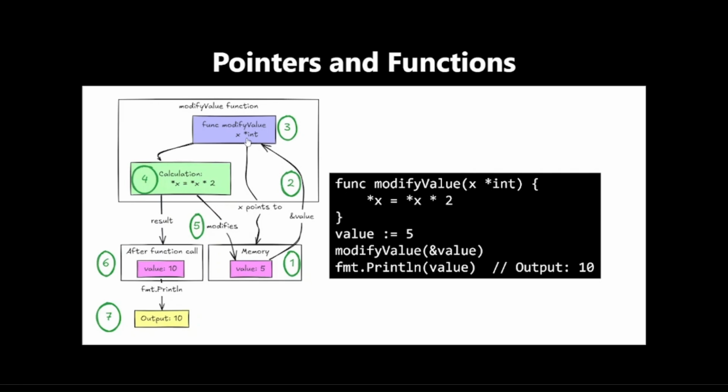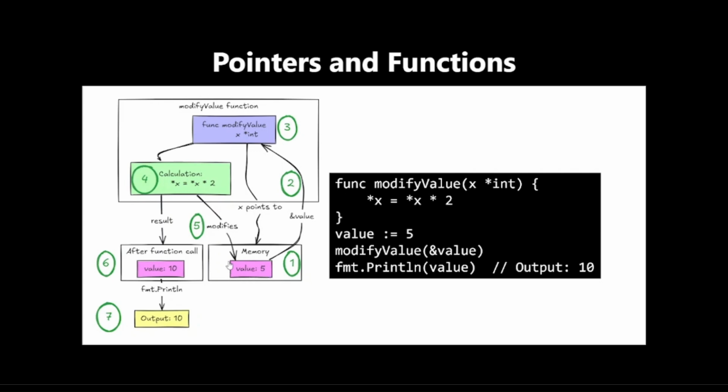Inside the function, we perform our calculation: *x = *x * 2. The asterisk here is dereferencing the pointer, allowing us to access and modify the actual value it points to. This calculation directly modifies the value in memory. We are not creating a copy, we are changing the original value at its memory location.